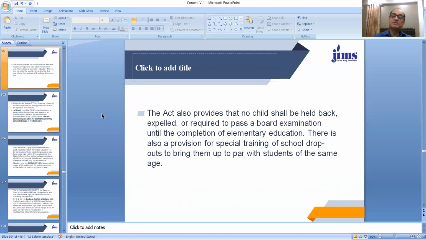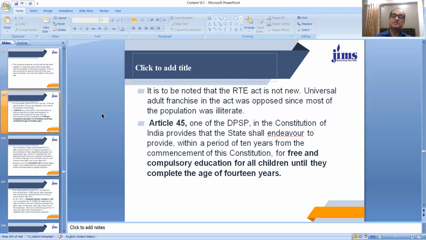And there is also a provision for special training of school dropout cases to bring them at par with the students of the same age group. If some student has left the school, is a dropout case, then he must be brought back to the school so that he may remain at par with the students of the same age group. This is also part of the fundamental right to education, that a dropout child has to be brought back to the school so that he may enjoy his fundamental right to education.